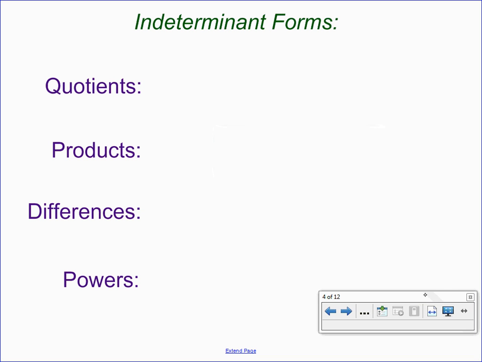0/0, or infinity over 0, or infinity over infinity. Good, thank you. So we've got 0/0 and infinity over infinity, plus or minus. Those are our indeterminate quotients. What's our indeterminate product? Joel? 0 times infinity.